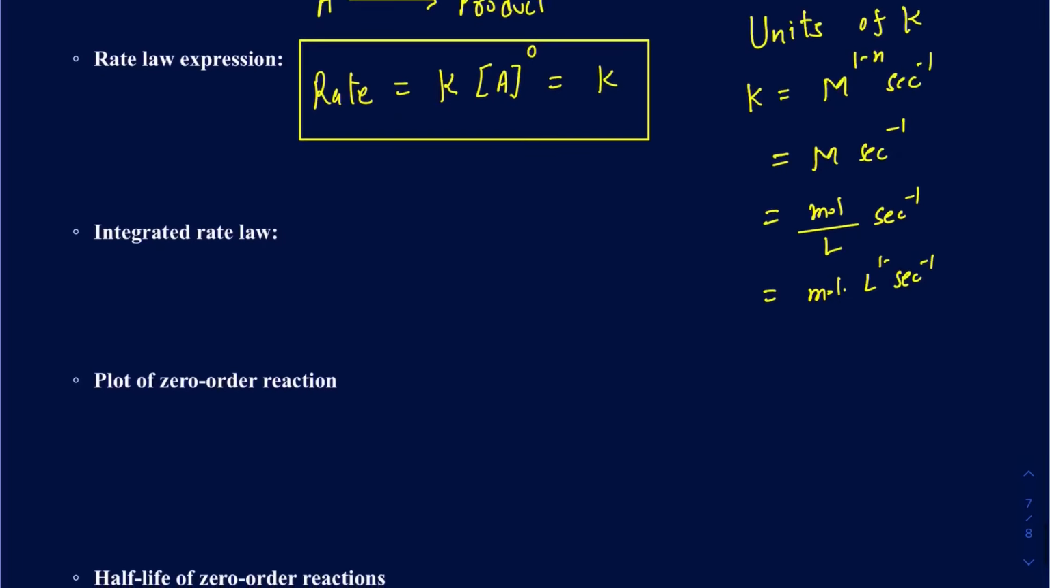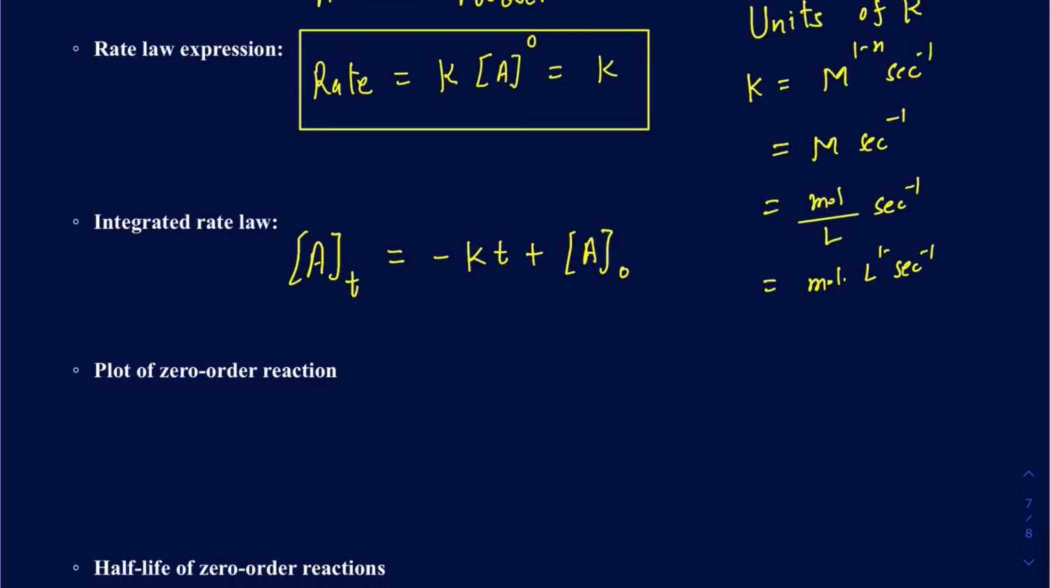As far as the integrated rate law goes, it's just going to be the concentration of A at a given time equal to negative kt plus the initial concentration of your reactant. So make sure you're aware of this equation as well. A lot of equations in this lecture here.